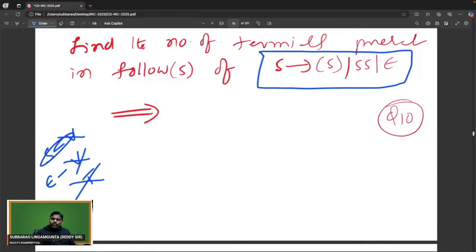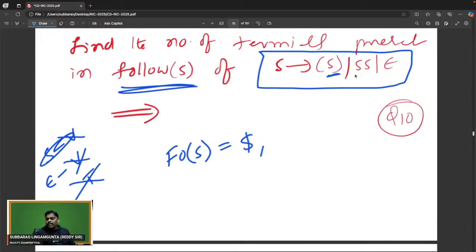Yeah, let's see one by one. Follow of S. Everyone knows follow never contains epsilon. Everyone knows this, so there is no problem at all. Follow of S: because of start symbol, dollar will be there. Go right side, wherever S is there, calculate. Follow of S is equal to closed bracket.